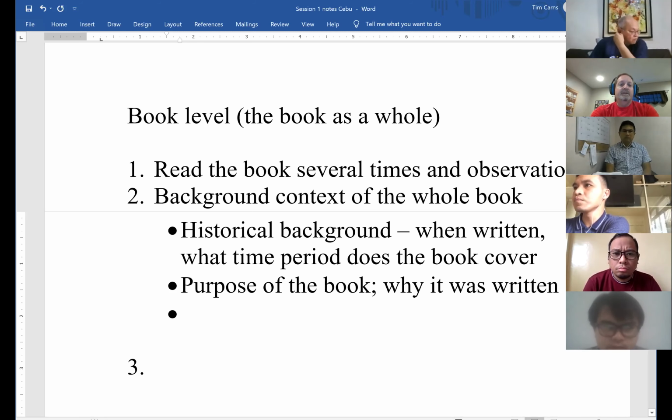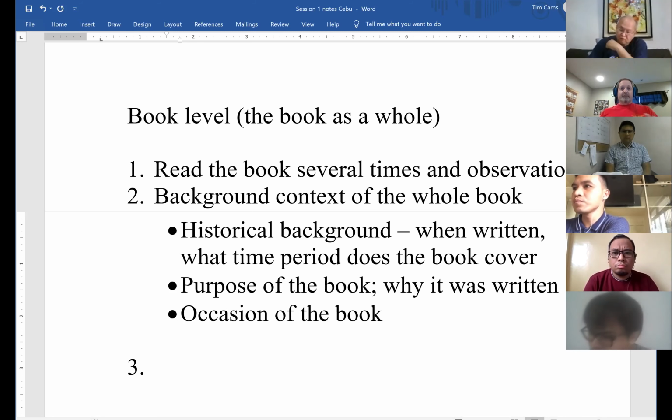Another aspect is the occasion of the book. What prompted it to be written? For epistles, it's usually a little easier to figure that out. As was mentioned a moment ago, from the introduction to the letter or aspects within the letter, we can determine what caused the author to write it. It's a little harder with narratives, figuring out what prompted the author to write the narrative.